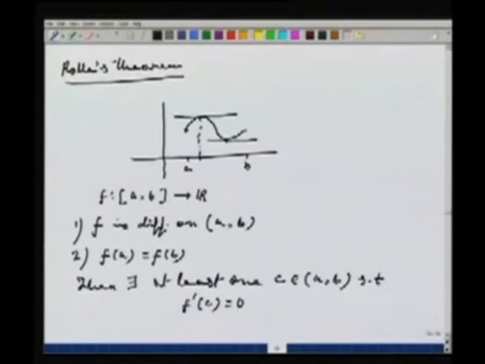Because you see why I said at least, it could have been at most also. For example, the graph of the function could have looked like this. I take A here. Let us say the graph of the function looks exactly like this. Then it is only the topmost point where the derivative is 0.